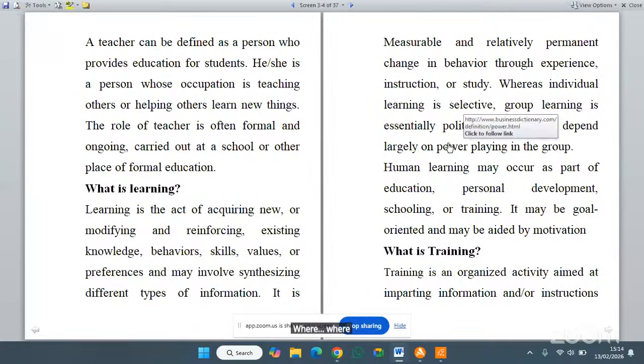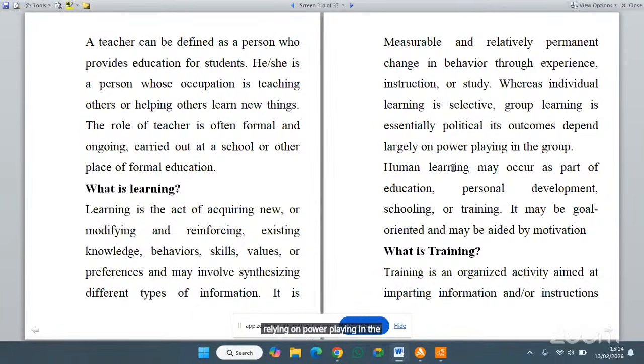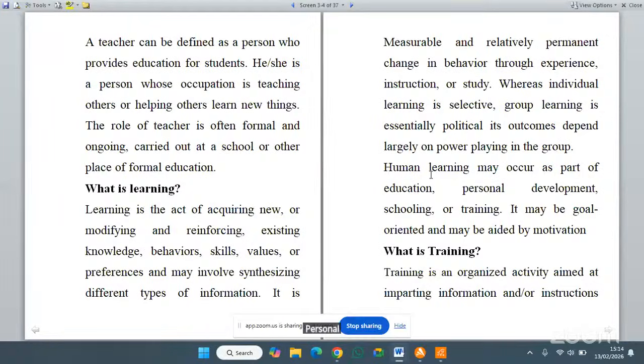Whereas individual learning is selective, group learning is essentially political. Its outcomes depend largely on power playing in the group. So human learning may occur as part of education, personal development, schooling, or training. It may be goal-oriented and may be aided by motivation. So we move on to look at the concept of training.